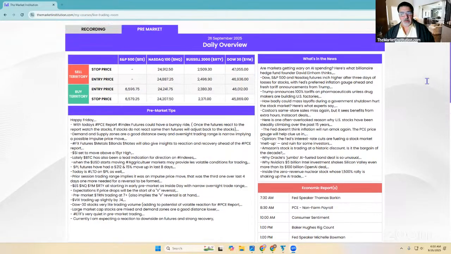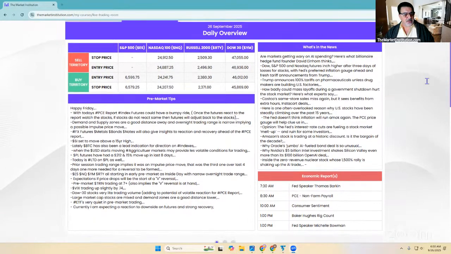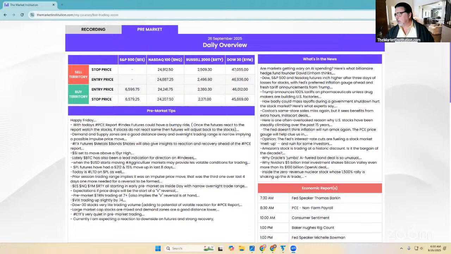We had kind of a strange reaction to the PCE report. Strange meaning it didn't have a big reaction like we normally see. So there are some things that may be outside the price chart that we need to consider. We'll look at some opportunities here.